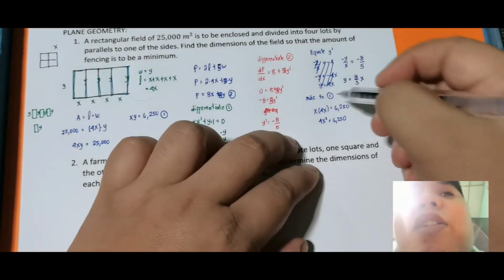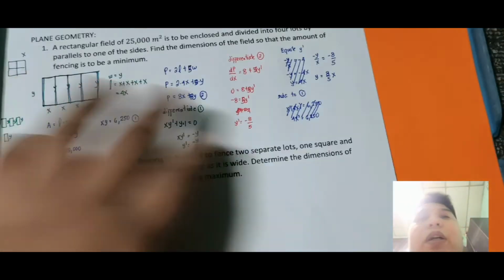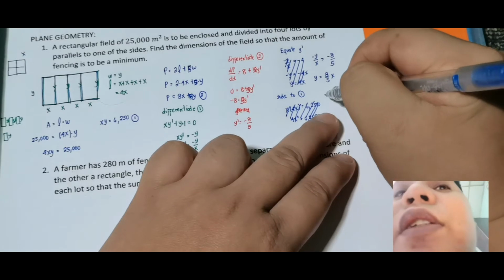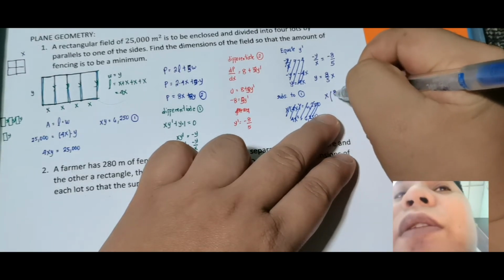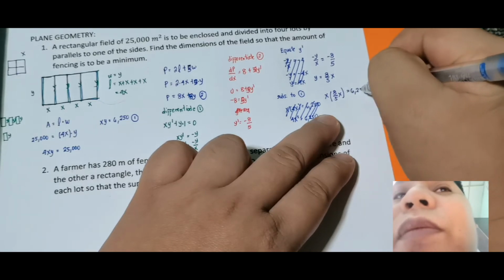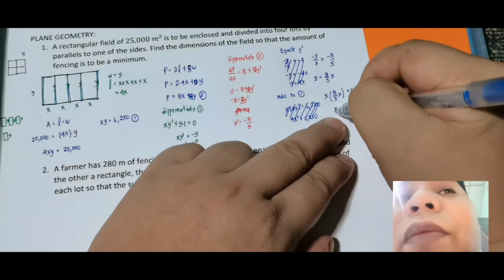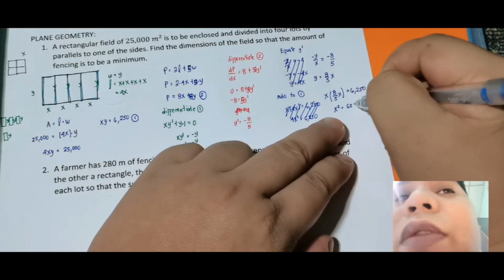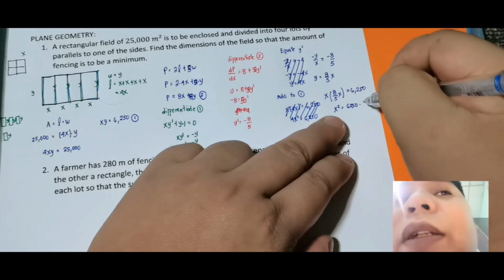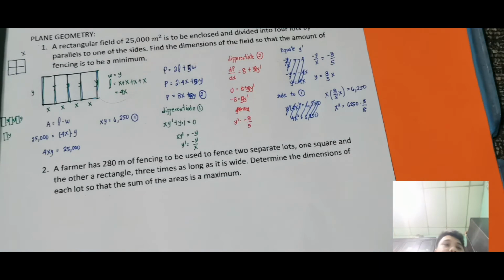So ang gagamitin natin, or ipang multiply natin para dito. So yun na nga, puro nagkamali si sir sa bura. So this is just x times 8 over 5x is equal to 6,250. So compute for x na lang. So we all know that this is x squared is equal to 6,250 multiplied by 5 over 8 kasi magbabaliktad siya or magre-reciprocate. Okay, so 6,250 times 5 divided by 8.